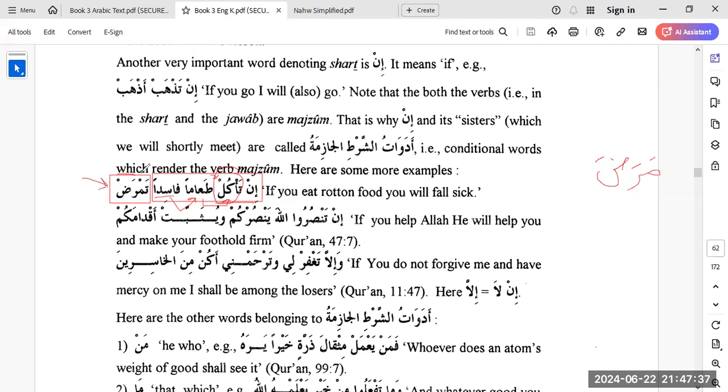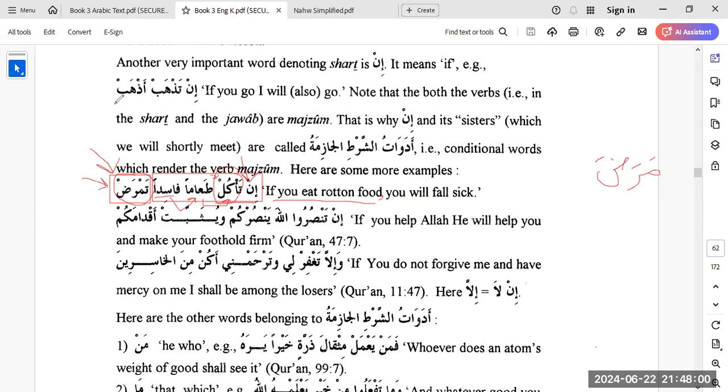And if you have two verbs majzoom, this means this is a conditional sentence and you have an in. So in means if. If you eat rotten food, in English you put a comma, you will fall sick. The jawab shart here does not get a fa at all because jawab shart is a verbal sentence. If jawab shart is a verbal sentence, it can never get a fa.